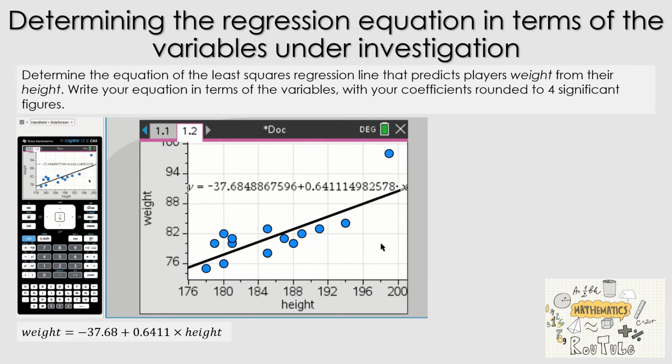Now with our gradient or our b value, we've got positive 0.641114 and so on. Now we do start at the first non-zero. So the first non-zero is the 6. And then we want 3 additional digits after that. So we go 6, 4, 1, 1, and then we look at the third 1, and same idea as the y-intercept, as the third 1 is below 5, the previous one stays as it is. So that is why the regression equation is weight equals negative 37.68 plus 0.6411 times height.